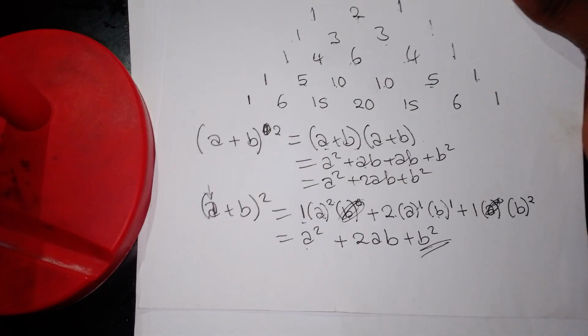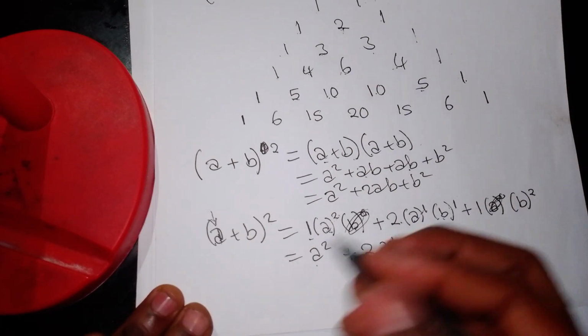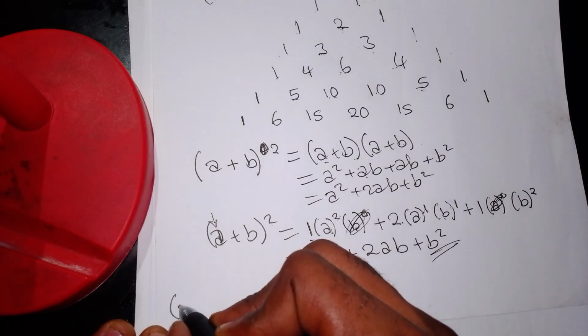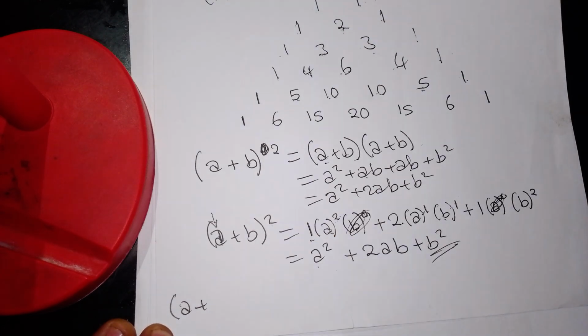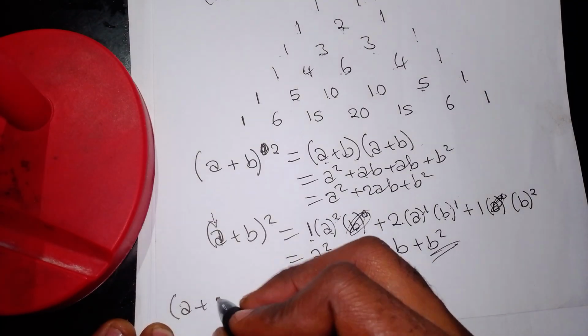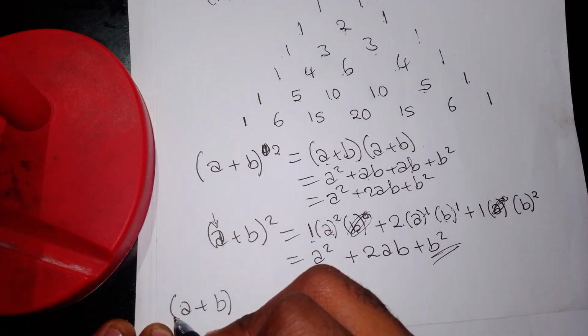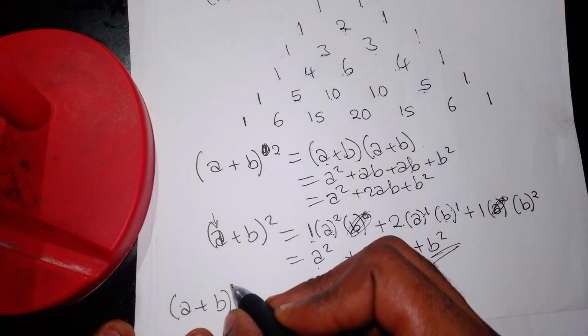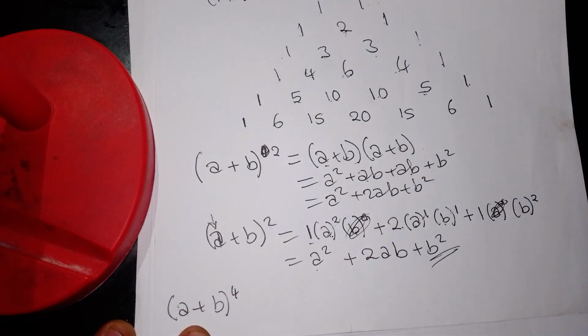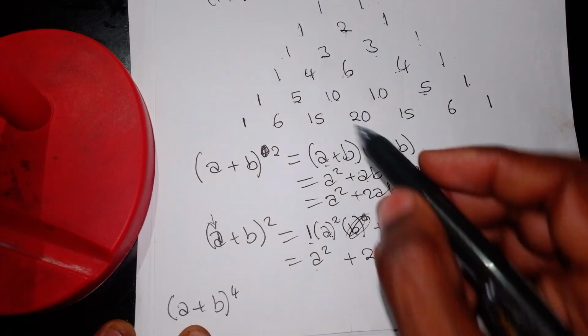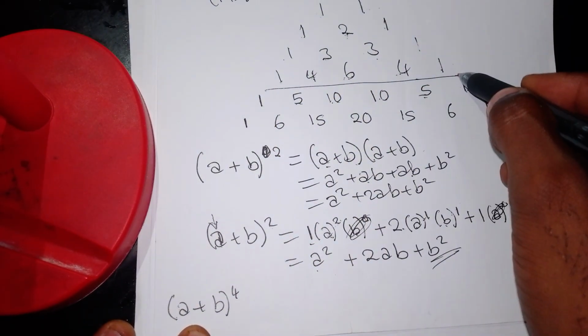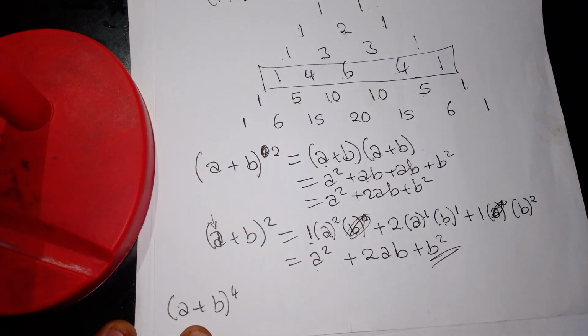And you're done. You have expanded this in 2 simple steps. And then to expand, let's say something like this. Right now you may not see the importance, but with time and practice it gets easier. So let's say we have a plus b raised to the power something like 4. So that means you're dealing with this set of coefficients.